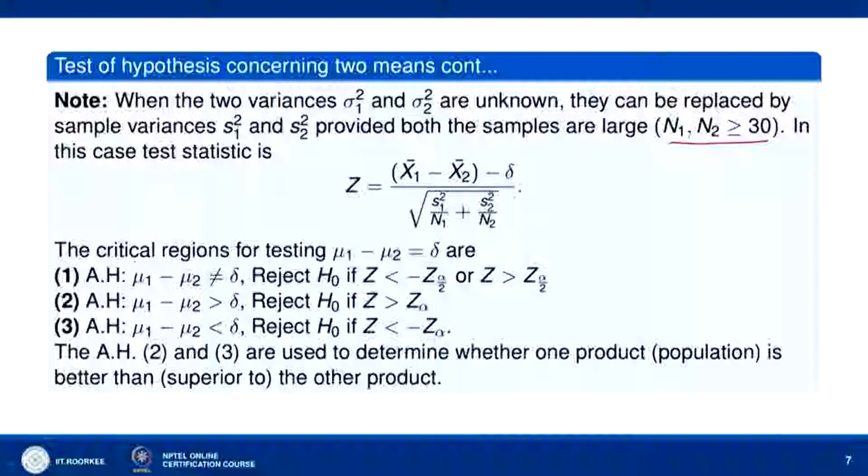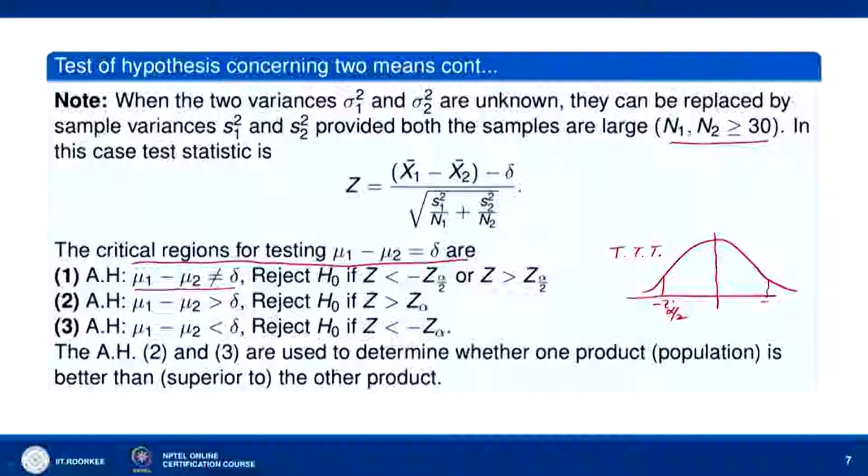Now, let us see the critical regions for testing mu1 minus mu2 equal to delta. If the alternative hypothesis is mu1 minus mu2 not equal to delta, then we have a two-tailed test. We will reject H naught if z is less than minus z alpha by 2 or z is greater than z alpha by 2, which give us the critical values of z. Let us say this is our standard normal curve, this is minus z alpha by 2 and this is plus z alpha by 2. So, this is our critical region.